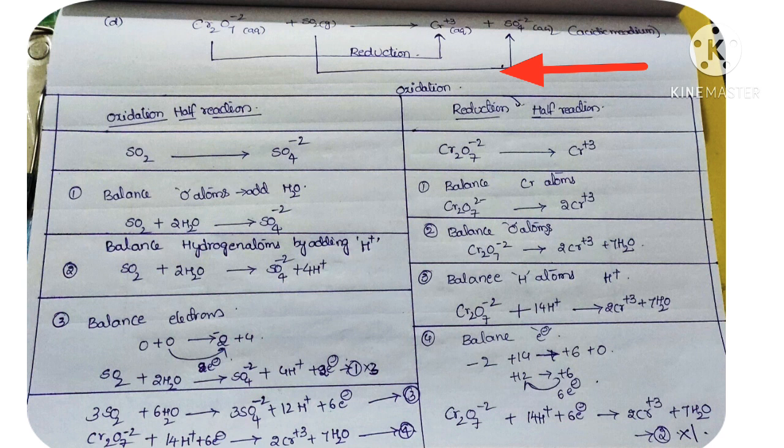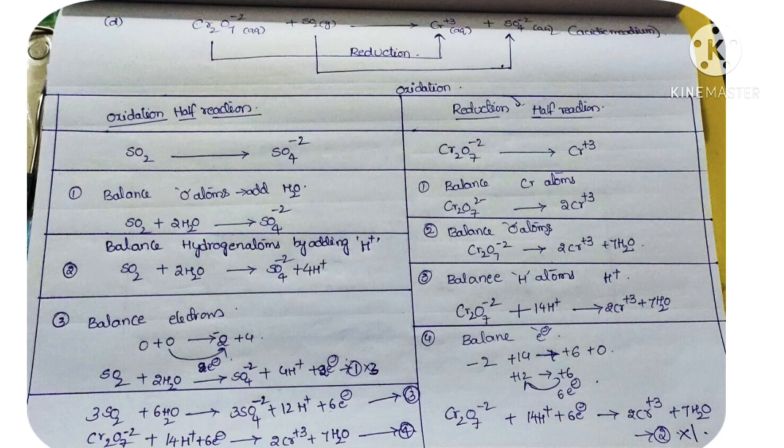This step 1 carries 1 mark, and the next step is to balance the oxidation reaction and the reduction reaction. In step 1 we balance everything except oxygens and hydrogens; the remaining atoms are balanced. So the oxidation half is SO2 to SO4 minus 2, and the next step is to balance oxygen atoms by adding water molecules. SO2 plus 2H2O gives SO4 minus 2, because on the left side SO2 contains only 2 oxygens and SO4 contains 4 oxygen atoms. So we add 2 water molecules, and the oxygen atoms are balanced: 4 oxygens on the left side and 4 on the right side.